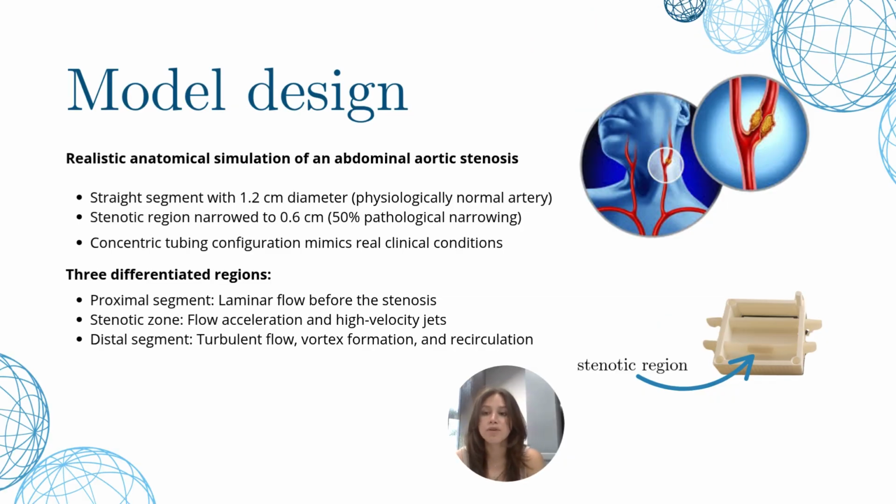The anatomical design focused on mimicking a segment of the abdominal aorta with a central stenosis. The healthy lumen was 1.2 centimeters in diameter, while the stenotic section was reduced to 0.6 centimeters. By positioning the stenosis in the middle of the flow path, we ensured visibility of three key flow regions during ultrasound analysis: pre-stenotic laminar flow, a high-velocity jet through the stenosis, and post-stenotic turbulence and vortex formation. The structure allowed us to realistically simulate and visualize the hemodynamic changes caused by stenosis under ultrasound.